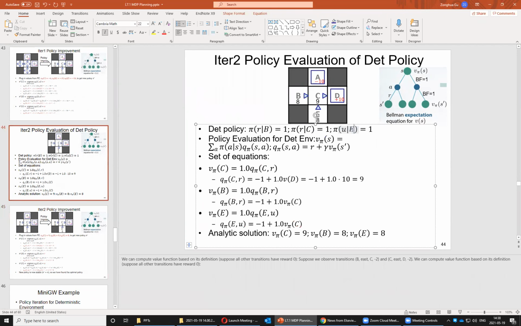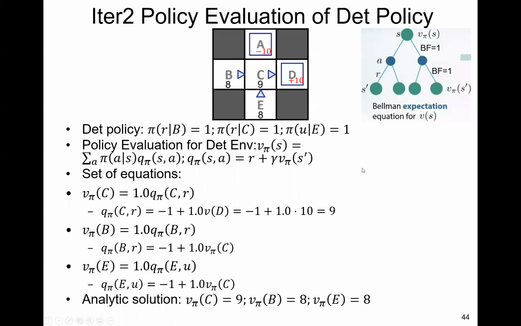From E, you have a single action, which is up. So the environment is deterministic. So now you solve for the V pi for the deterministic policy pi. Now you have a single branch from state S, not 4. So you only need to evaluate Q pi C,R, which is 9.